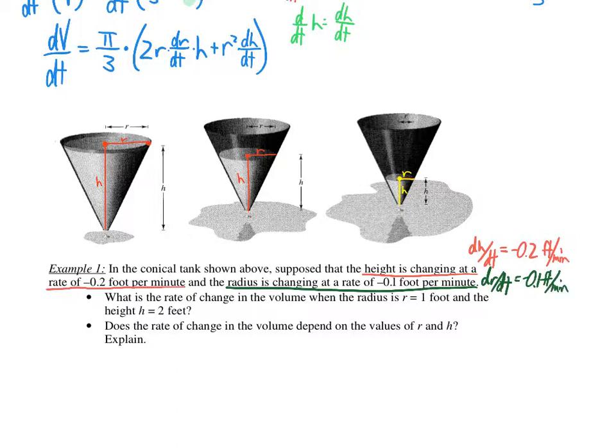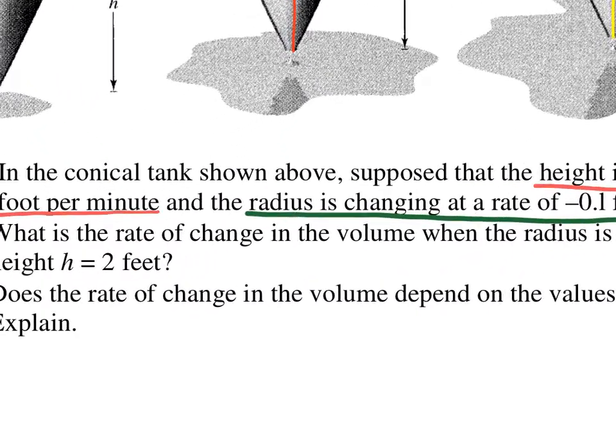Okay? So now that we've identified exactly what we have been given, we can start answering the questions. What is the rate of change in the volume? Well, what exactly are they asking us to find here? The derivative of V, dV dt. That's what you're getting asked to find here.